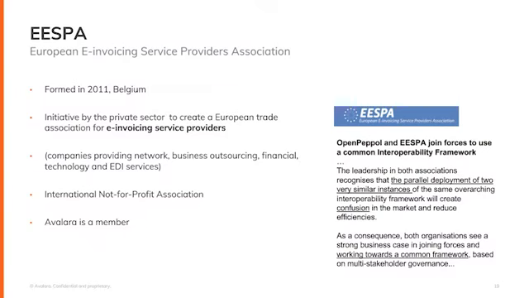Another buzzword or acronym that is often used for e-invoicing is ESPA. So ESPA is the European E-invoice Service Provider Association. This was actually an initiative set up by the private sector, creating a pan-European trade association for the e-invoice service providers. So this is generally run and made up of e-invoicing software providers, but also includes diverse stakeholders, including network, business outsourcing, financial technology, and EDI service companies.